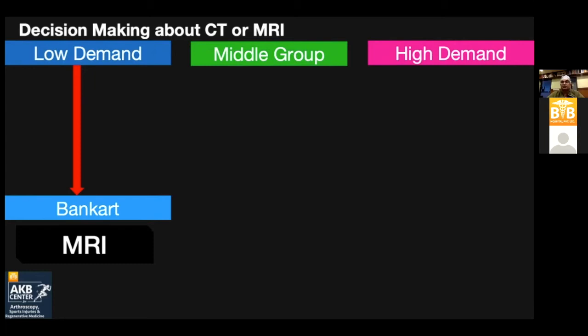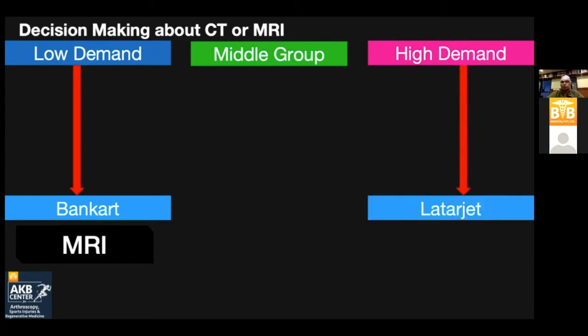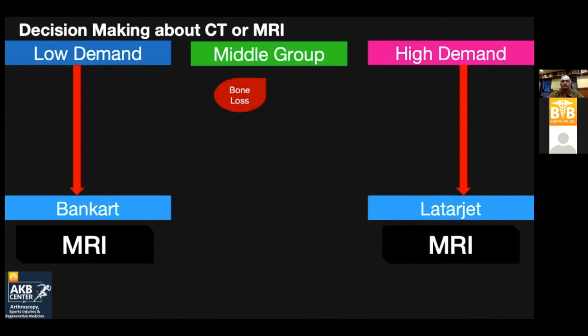Even if a patient is high demand, where we are going to do a bony procedure, which is a Latarjet procedure, we need to see the soft tissue status so that you identify whether the soft tissue has to be addressed at the same time or not. So in that case also, you do an MRI. When you have a high demand patient or are planning a Latarjet, probably MRI is the investigation of choice. Now the middle group is the group where you have to exactly measure the bone loss so that you decide whether you do a Bankart or a Latarjet.